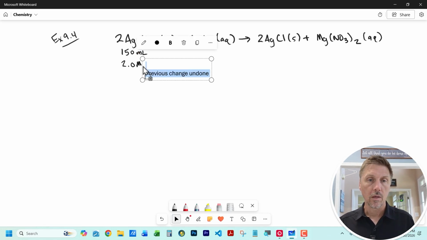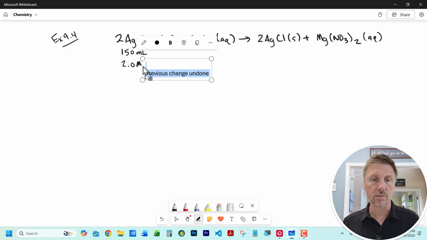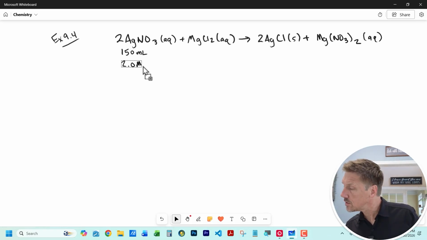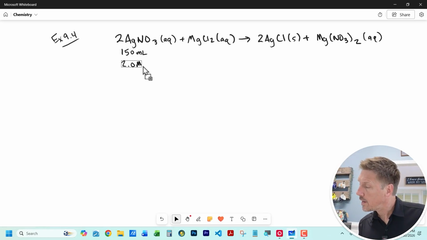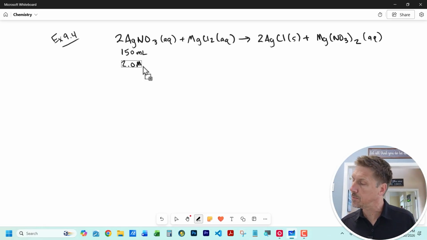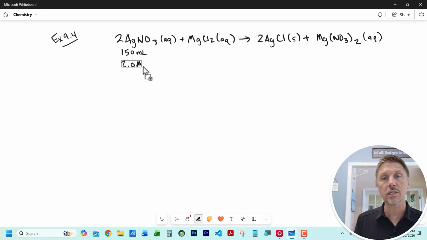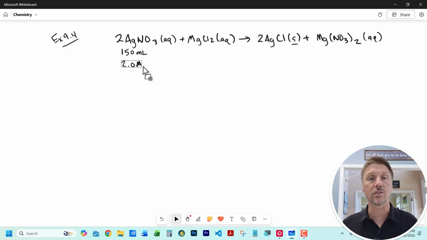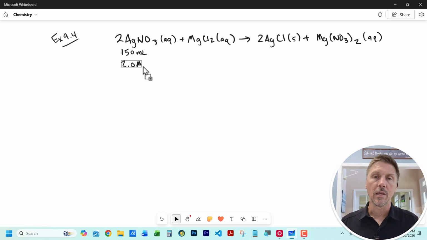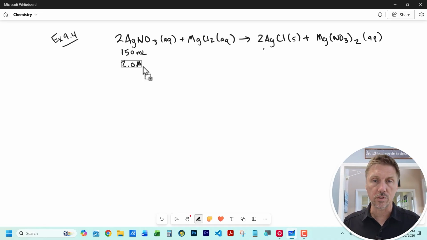All right. And so the question then is, how many grams of AgCl should precipitate out of the solution? We notice with AgCl that it's a solid, so that's a precipitate that occurs in this reaction. And they want to know specifically how many grams of this substance the equation will make.